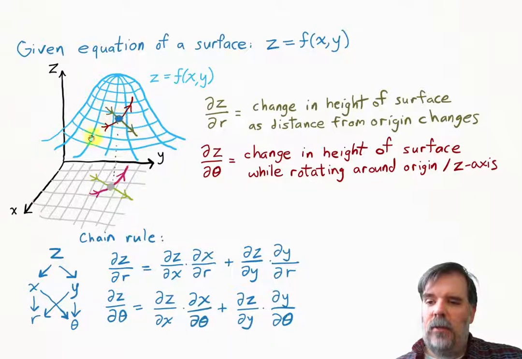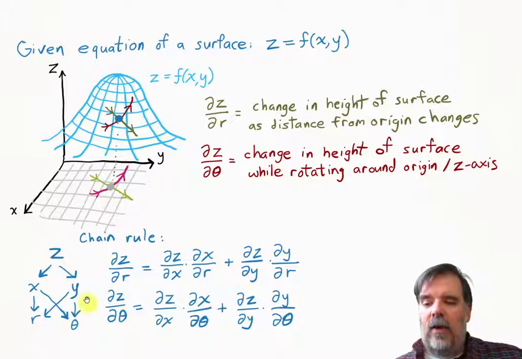And so if we were at this point and we moved away from the z-axis, the height would be going down. dz d theta measures the change in height as you rotate or travel around the origin or around the z-axis. Right, this would be around the origin if you were just in the xy plane, or around the z-axis if you're up on the surface. In this case, it looks as though as we travel around the z-axis, you're moving up this mountainside. So once again, the chain rules are based on the same idea.